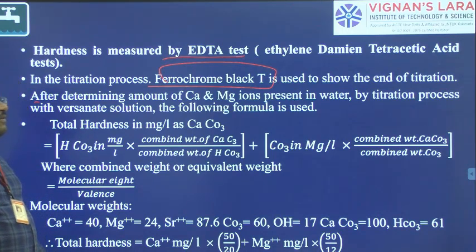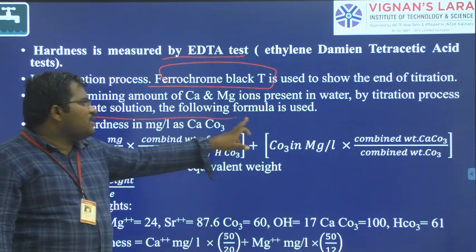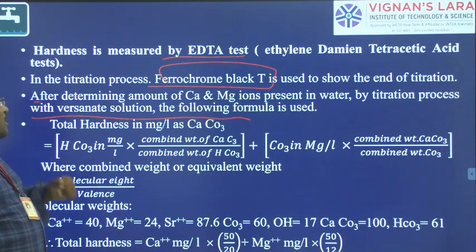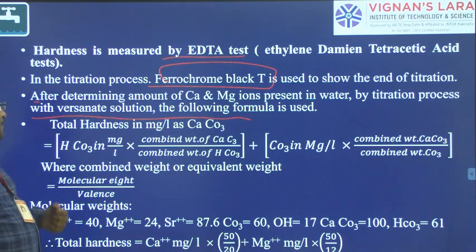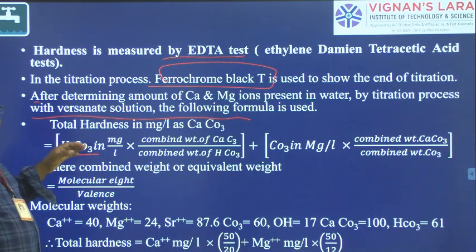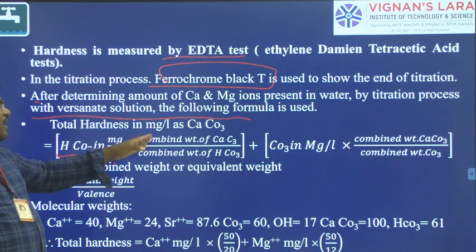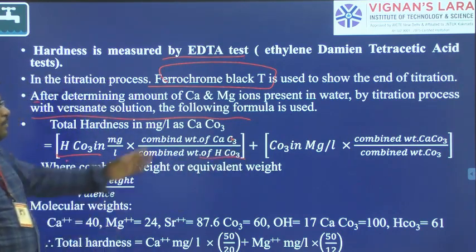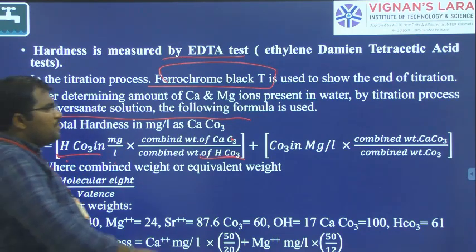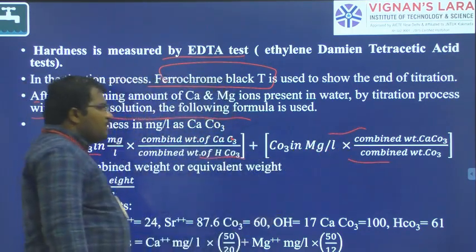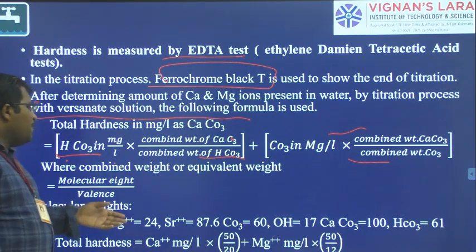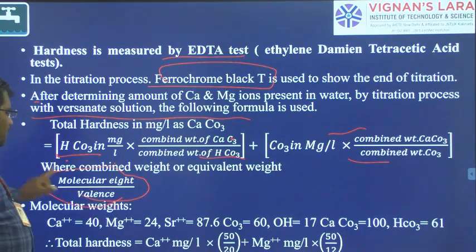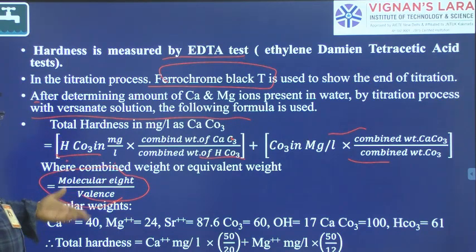After determining the amount of calcium and magnesium ions present in water by the titration process, the following formula is used. Total hardness in mg per liter as CaCO3 will be equal to the ion concentration in mg per liter multiplied by the combined weight of CaCO3 divided by the combined weight of the ion, for bicarbonate plus carbonate, and so on. The combined weight is the molecular weight divided by valence. That is the equivalent weight also.